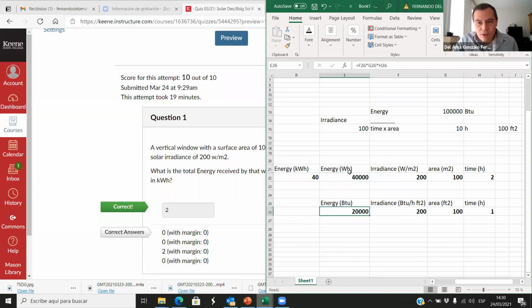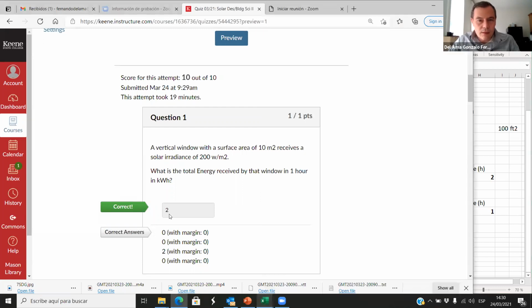Or the difference between kilowatt hours and BTUs. So here it's 40, here it's 20,000. Okay, so be careful with that, because units mean money. When you turn units into dollars, you have to make sure that you have the right unit, because otherwise you can either multiply by 1,000 or divide by 1,000. But anyway, it would be a huge mistake. Okay, so be careful with these units.